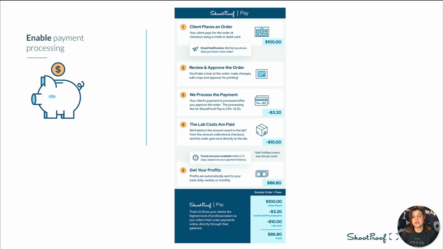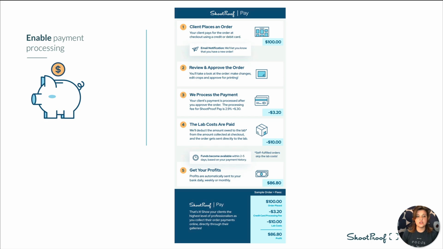And we just have this nice little infographic that kind of breaks down exactly how it's going to go when you're using ShootProof Pay. So your client's going to place an order. We're going to let you know that you've received an order. You're going to go and review and approve the order, make sure the crops are good, there's nothing wrong with it, nothing needs to be changed out.